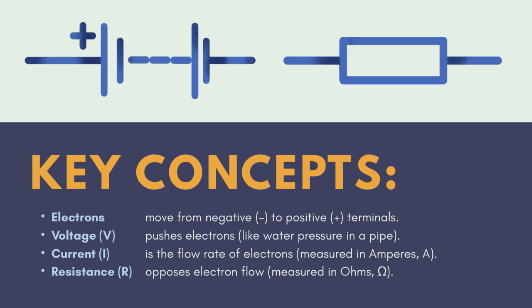So, to tie everything together, voltage pushes electrons along, kind of like water pressure, and current is the flow of electrons, or how much electricity is moving. Resistance opposes that flow, just like a narrowing pipe slows down water. Understanding these key concepts helps us see how electrical circuits operate and how to control the flow of electricity effectively.